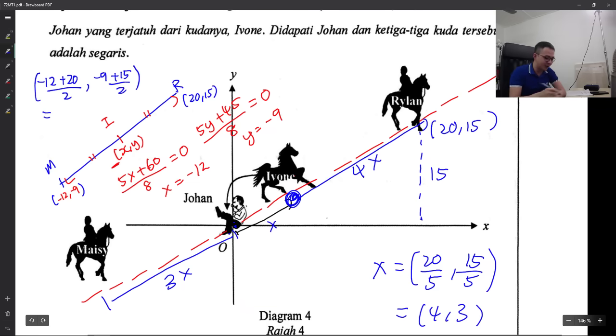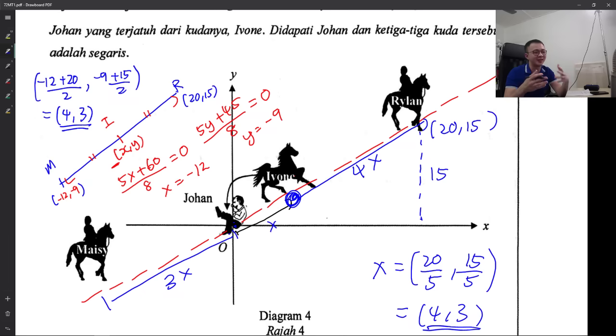Then from here, this is 8 divided by 2, 4. This is 6 divided by 2, 3. So I get 4, 3. You see, I already get the 4, 3 at the very beginning. But then, because it's a 4-mark question, I guess this is what the examiner wants you to do. So yeah, this is how we do this.